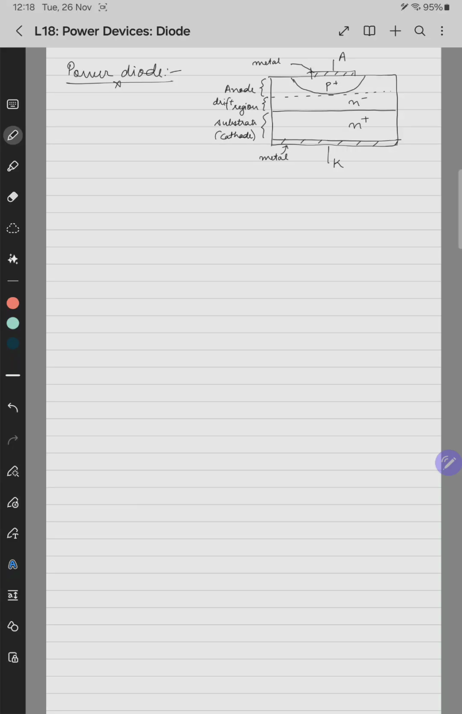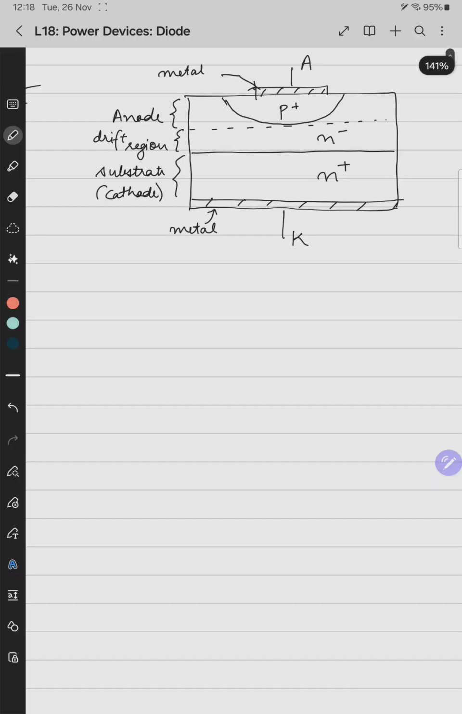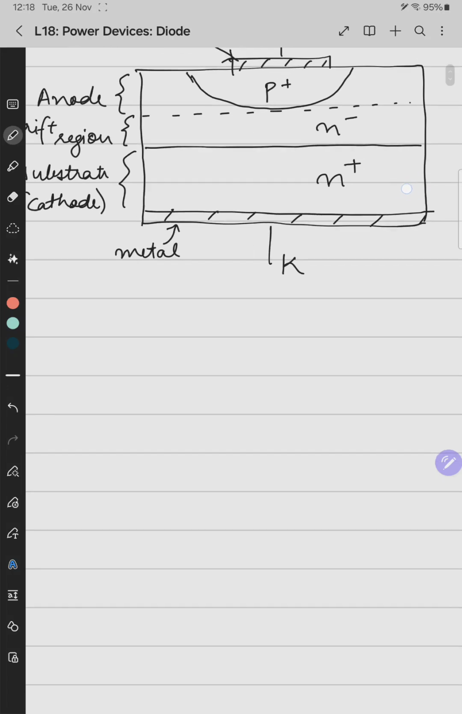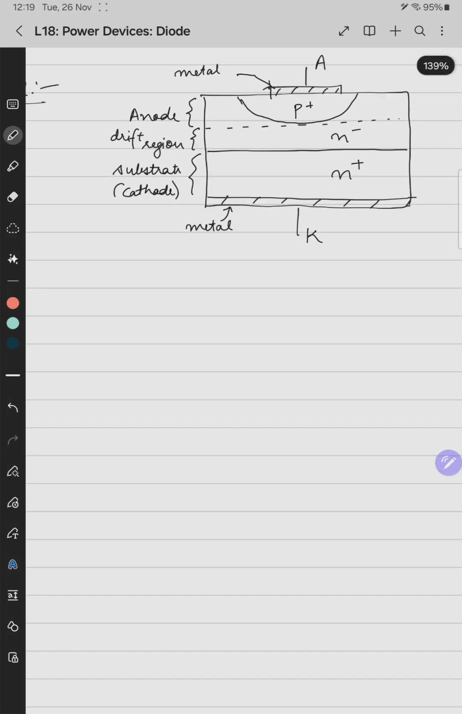So the first power device that we will analyze today is a power diode. In this figure, you can see the constructional diagram of a power diode. It's very similar to a signal diode. The only thing is we have P plus, N minus and N plus regions. Over this substrate we have metallization. Here you can see the metal. This is the metal at the cathode, and the top one is the metallization of the anode. So the top one is the anode terminal A and the bottom one is the cathode terminal K.